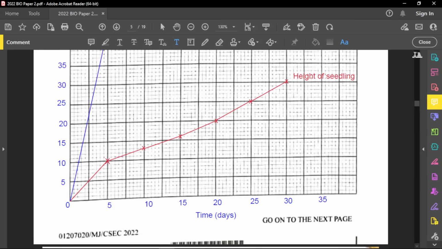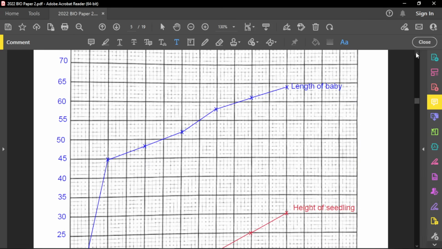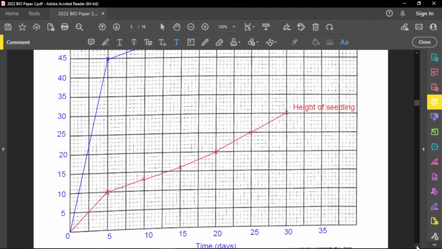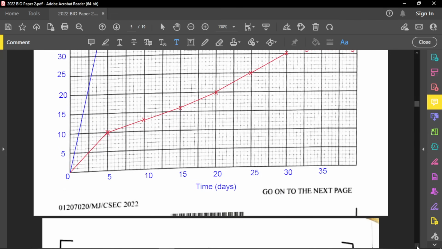All right, and so notice the height of seedling is always lower than the height of the baby. So this is the length of the baby in blue. All right, so that's the general idea for your graph. Should look fine lines, and your points must be clearly identified. You also should label the axes as well. So on my X, I put time in days.